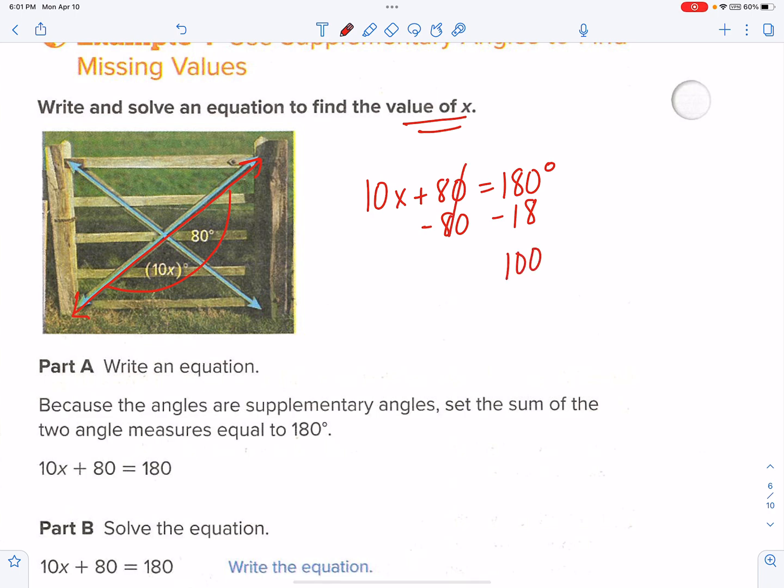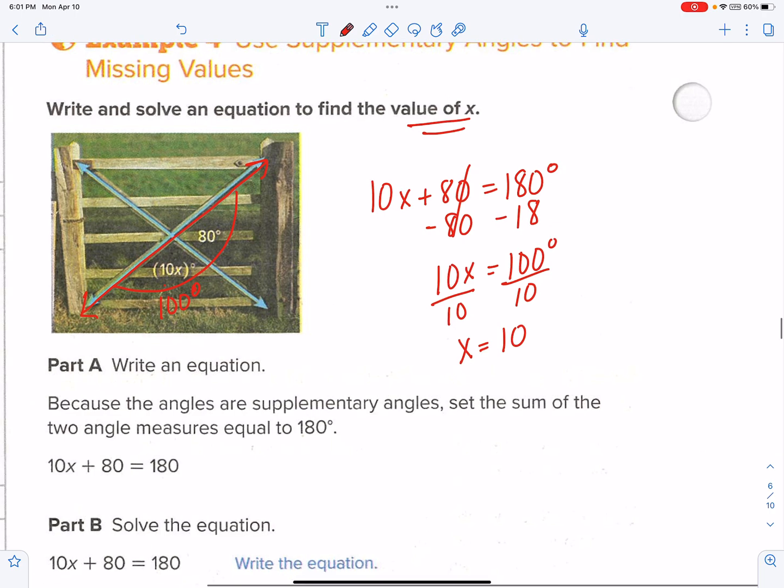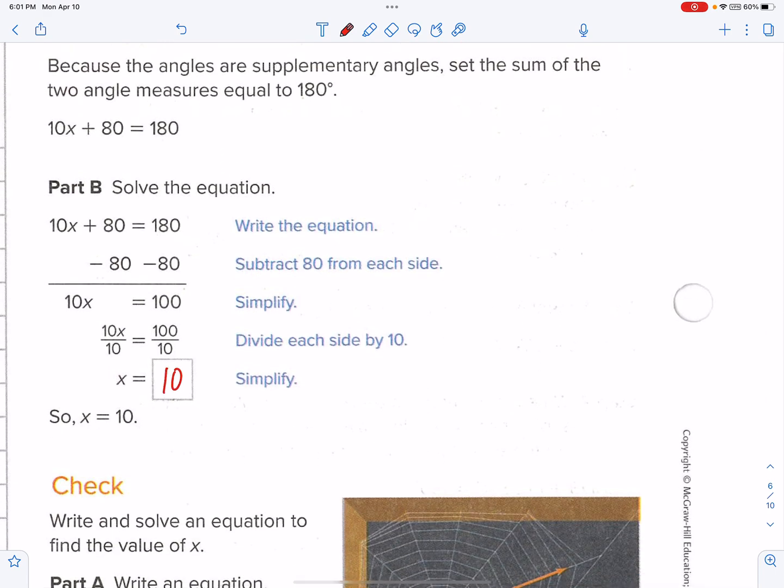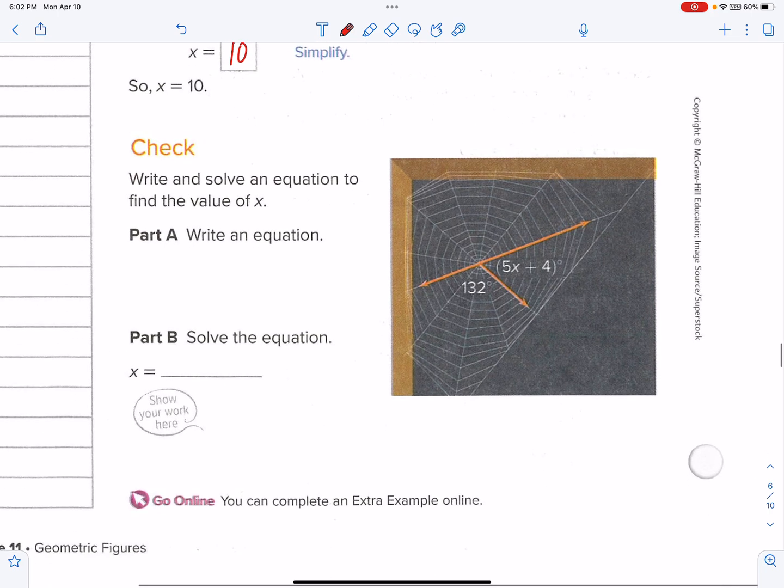And we have 100 degrees equals 10x. So we already know that side, okay, because this is 10x and this is 10x. We already know that this angle is 100 degrees because it has to equal 180. They're asking us, though, what is x? So we divide by 10, and we end up with x equals 10. Okay, all right. And then here you can see all the work, write the equation, solve, x equals 10, and there we go. So let's go ahead and test out here.